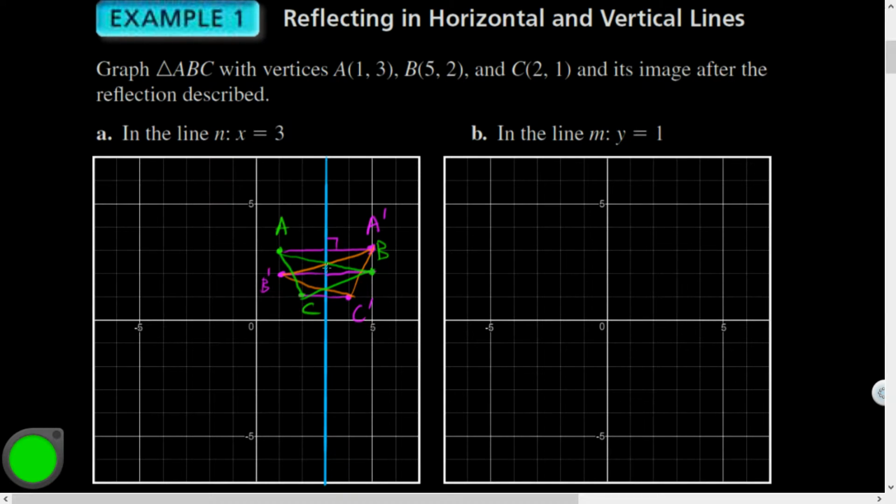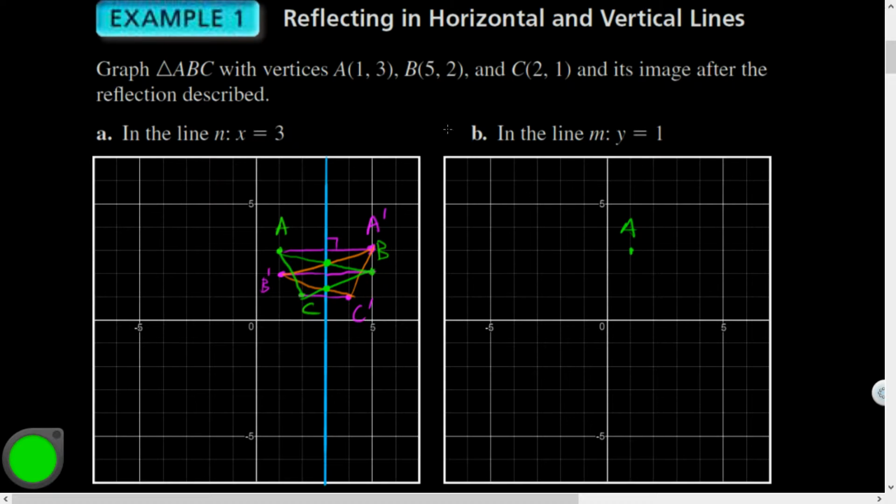All right, but what I wanted to point out was that this point on my original triangle got mapped onto itself, and this point on the original triangle got mapped onto itself, because it happened to land on the line. All right, let's quickly graph the same original triangle.